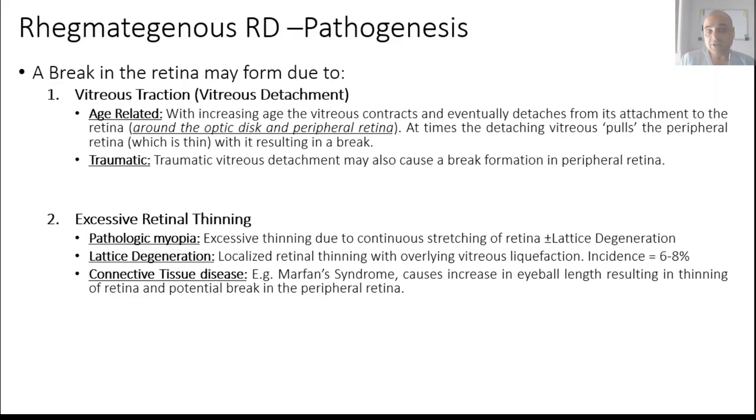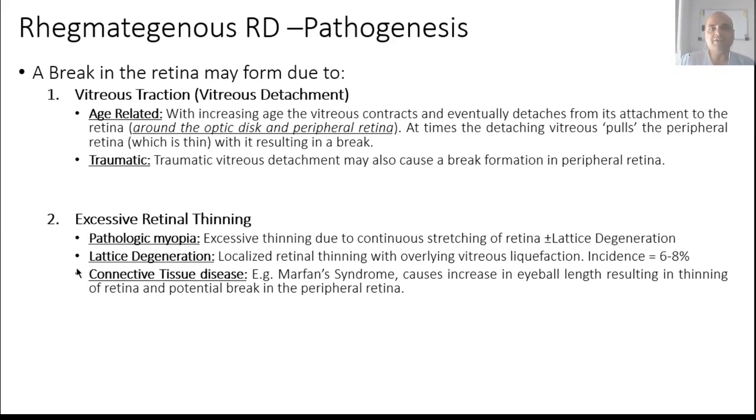Lattice degeneration can also occur in isolation of pathologic myopia. And in that case, what you see are areas of localized retinal thinning, which appears as white lines. I'll show you a picture in a bit. And they have a higher incidence, between 6 and 8%. But of all of these reasons, they don't necessarily always lead to a retinal detachment. Remember, they're all risk factors, as we just talked about in the previous slide.